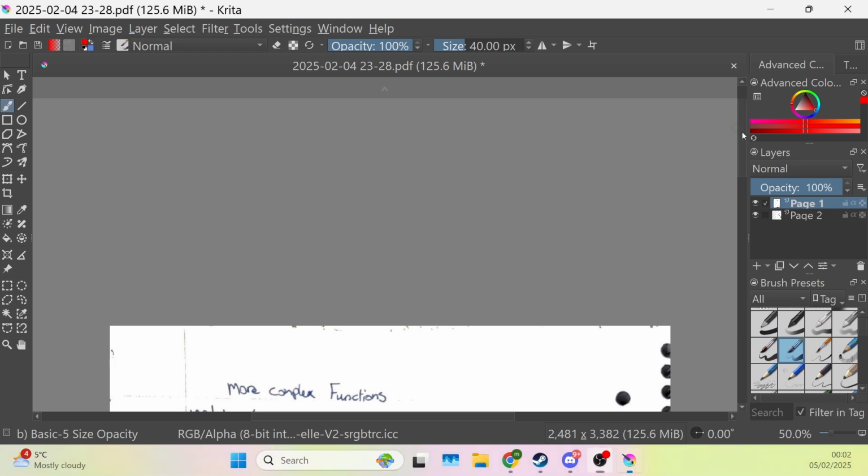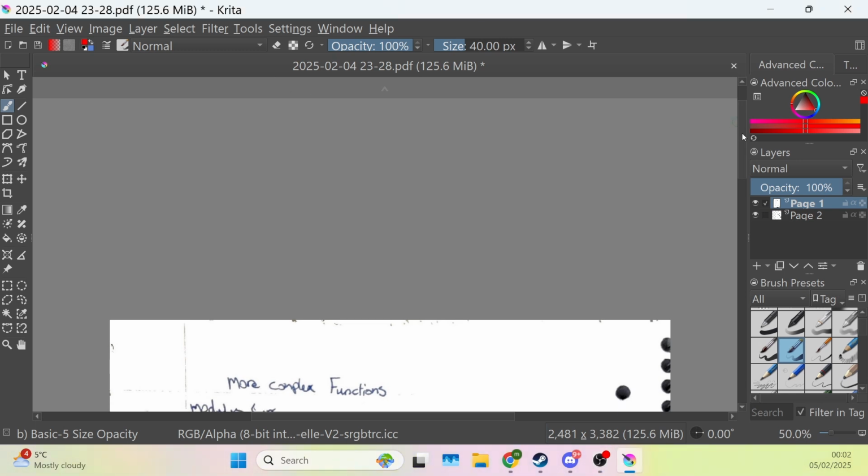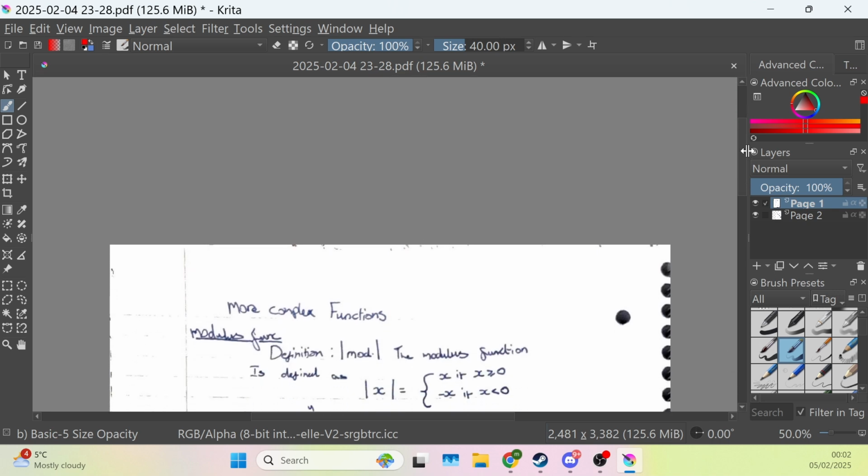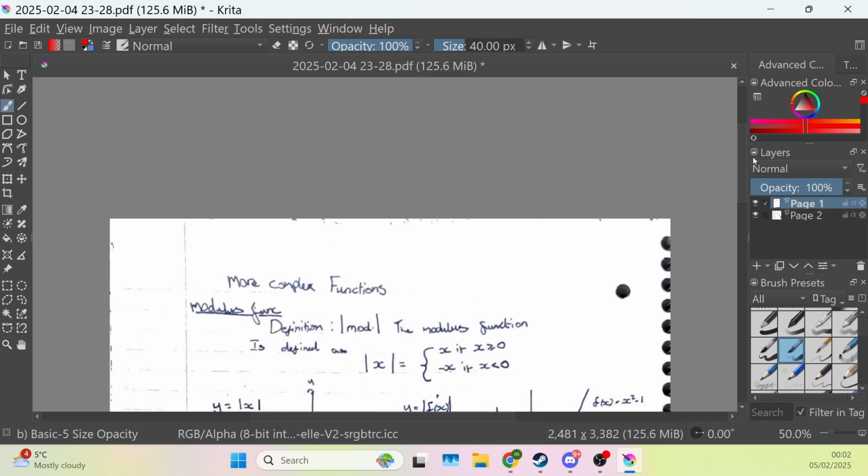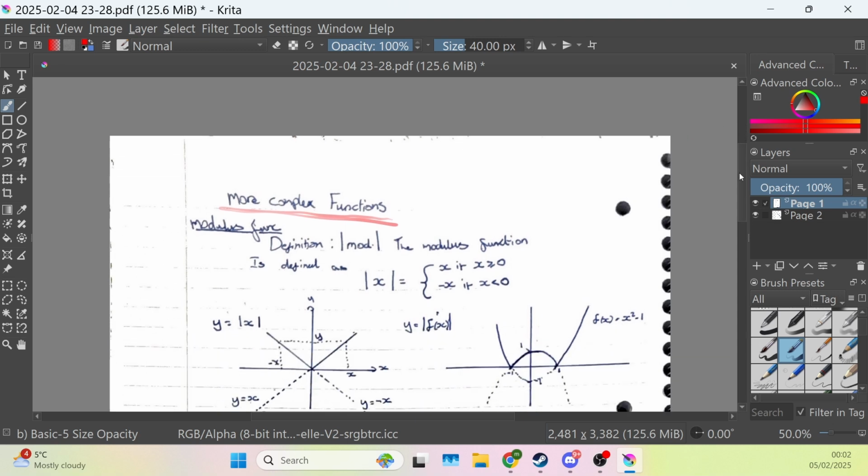So I'm going to start with this that I've already prepared. It's just about the first week that we had in maths, and it's just all about more complex functions, as you can see here. So the first thing we started with was the modulus function, which, as you can see here, definition.